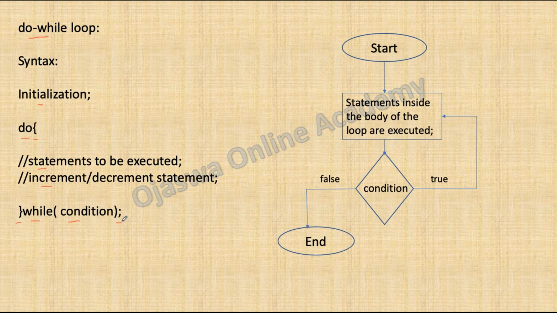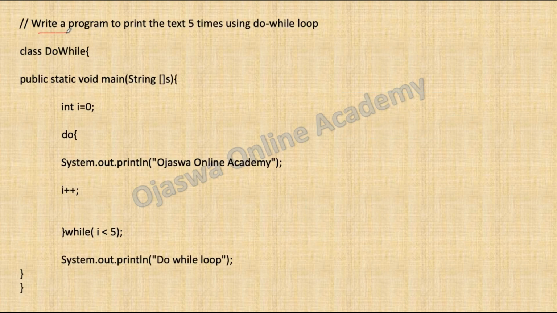Let us write the same program using do while loop. Write a program to print the text 5 times using do while loop. Define the class. Our class name is do while. Define the main method. We have declared and defined the variable that will be used to iterate the loop. Our variable name is I and data type is int, and the value is initialized to 0. So as soon as the interpreter reads this statement, the memory for variable I is allocated inside the stack memory area and value 0 will be stored inside it.